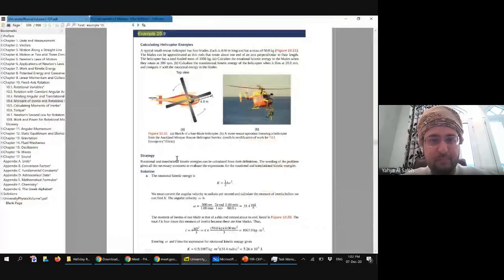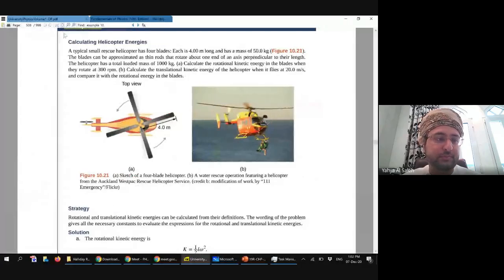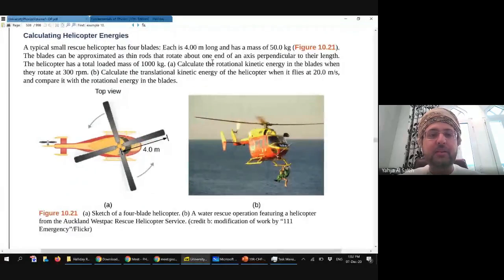Okay. Now let's take a look at this. Another real-world example. A typical small rescue helicopter, so we're talking a tiny helicopter, has 4 blades. Each blade is 4 meters long and has a mass of 50 kilograms. So total 200 kilograms. The blades can be approximated as thin rods that rotate about one end of an axis perpendicular to their length.